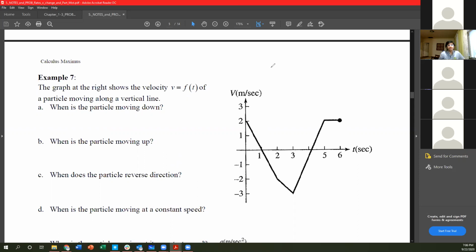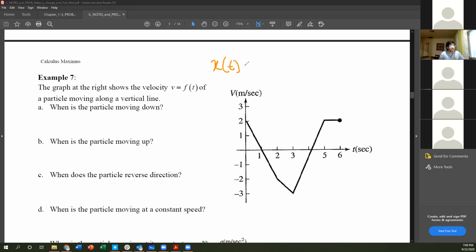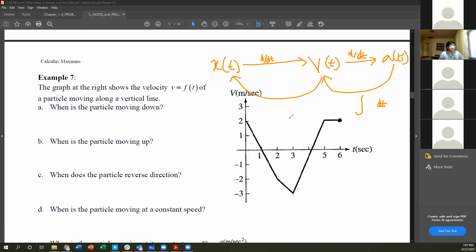Once we learn about integration, you'll learn more about it. But if you start with a position, you get to velocity by taking the derivative, d dt. And from velocity, you get to acceleration by doing d dt. To get from acceleration to change in velocity, you take the integral, which we'll learn about later, integral with respect to time, dt. And then to get from velocity to position, you take the integral with respect to time.